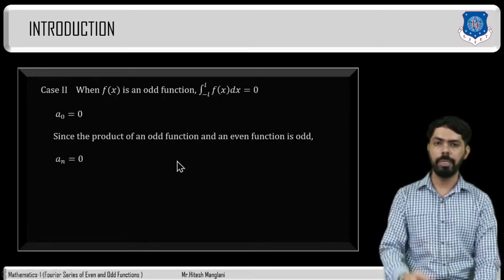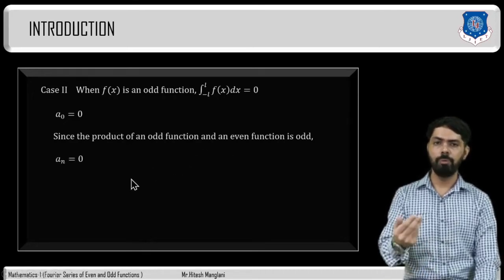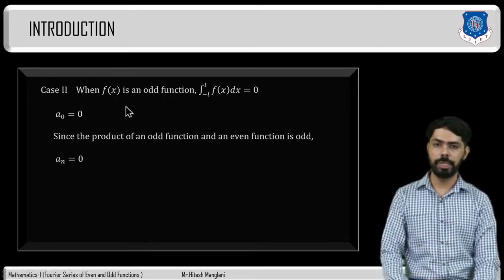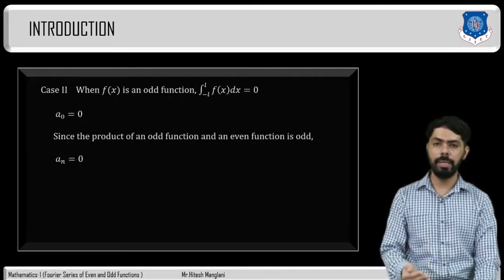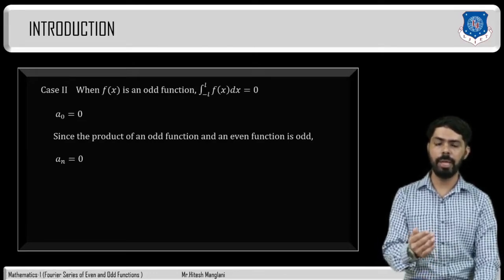Therefore, an will be 0. Now we will find out Bn for this case. So we know the formula of Bn, that is 1 divided by L integration from minus L to L f of x into sin n pi x divided by L dx.